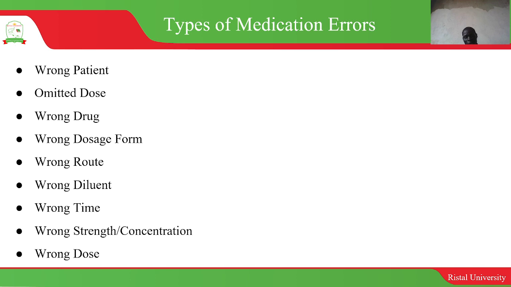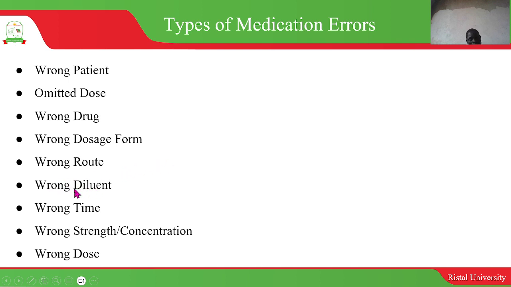So we have types of medication errors. It could be because we gave this drug to the wrong person, or it could be because the dosage was omitted, or the person was given the wrong drug. It can also result from wrong dosage form. It can also be from wrong route of administration. Some drugs are given IV. Others cannot be given IV. If this is a drug that's given IM and it's already given IV, you might see some reactions that we were not expecting.